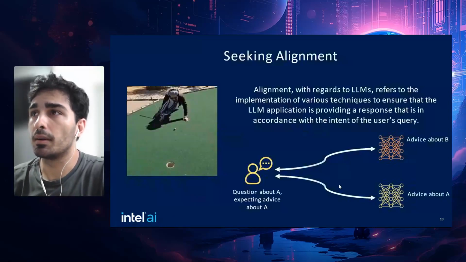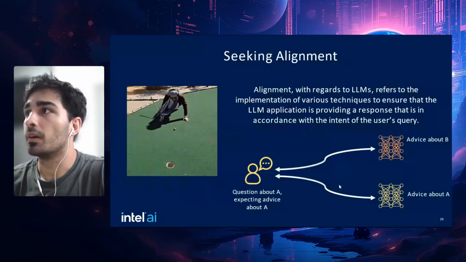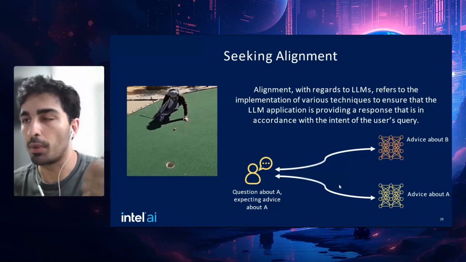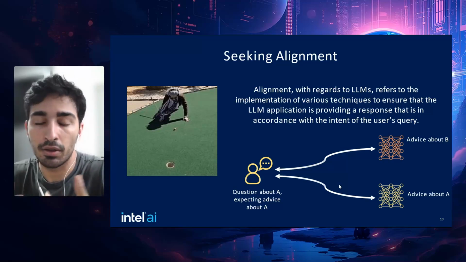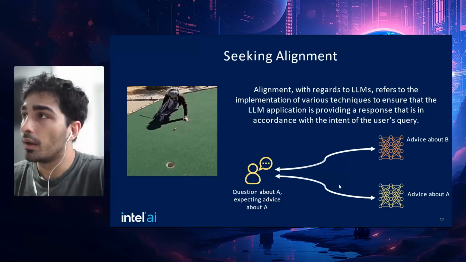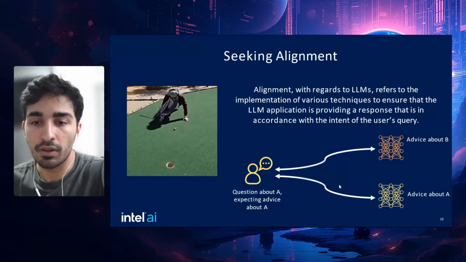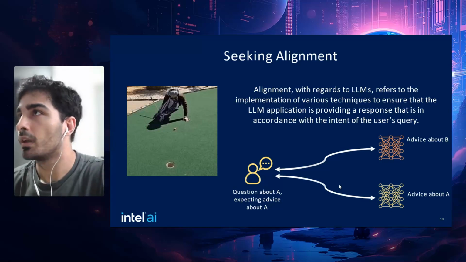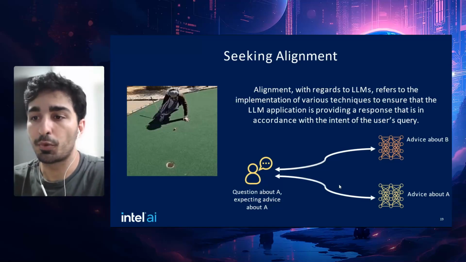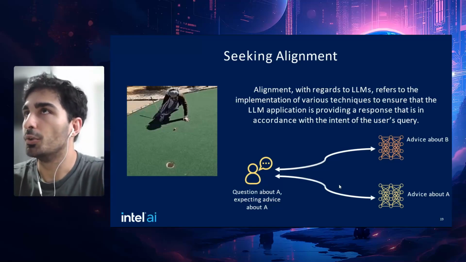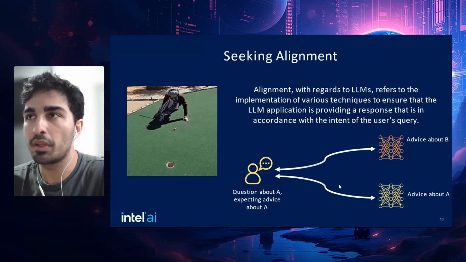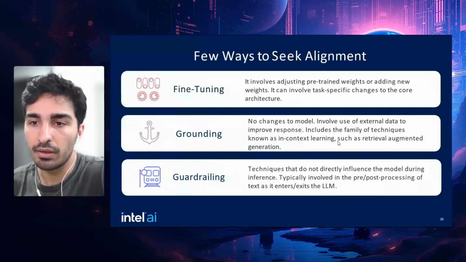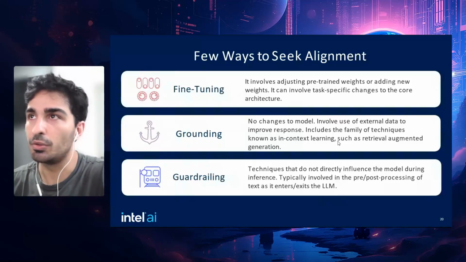The thing that we want to get here is basically we're going to have a question about A, and we expect an answer or advice about this topic A. What you don't want is an LLM hallucinating or answering B to a question about A. So to provide this assurance, to do this alignment work, we have three possibilities, three approaches for this solution.